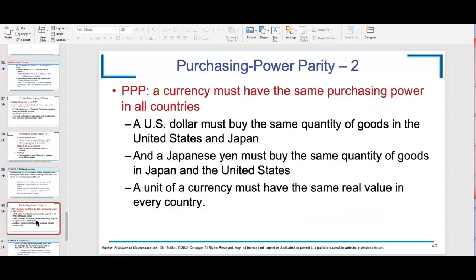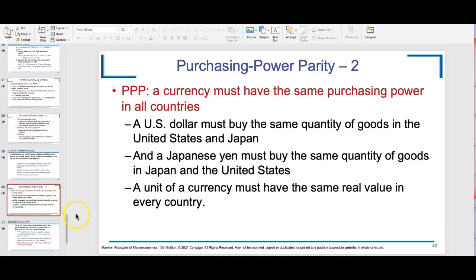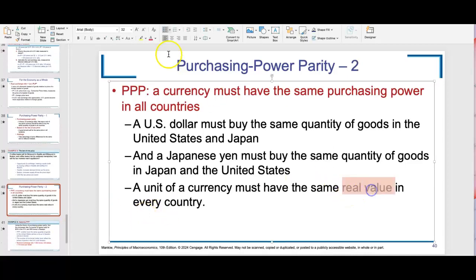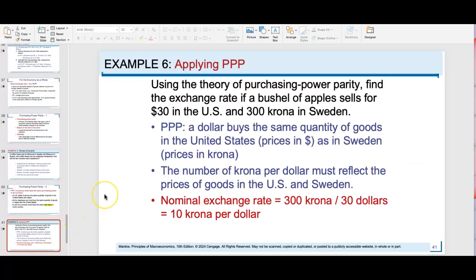So according to this theory, a currency must have the same purchasing power in every country. The US dollar can buy the same quantity of goods. It can buy the same Big Mac in the US, in Japan, the same Starbucks quantity in the US and in Mexico, because it has the same real value, right? We're talking of real value, the units of goods that we can buy everywhere. So if we use this theory, a dollar buys the same quantity of goods in the United States as in Sweden.